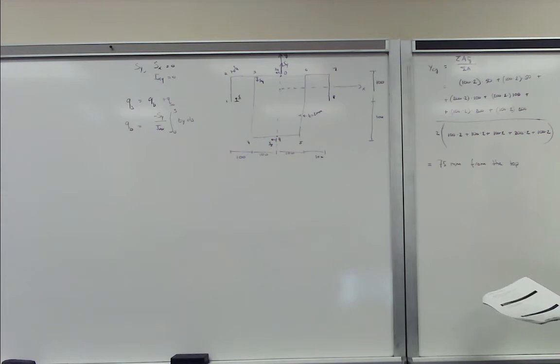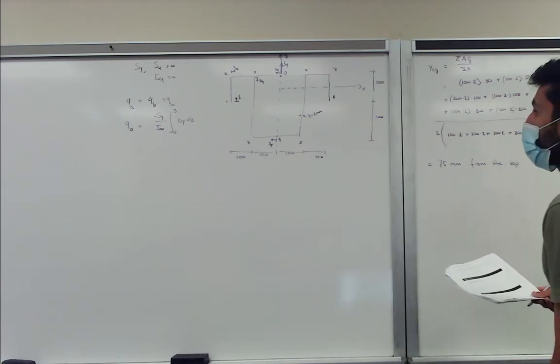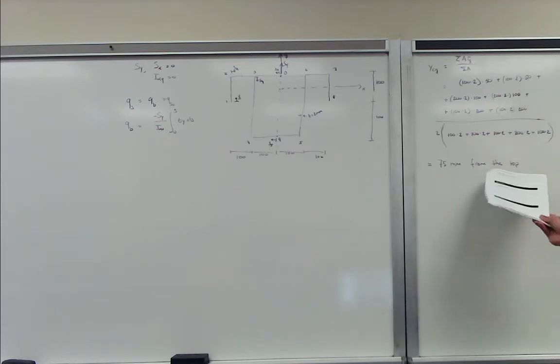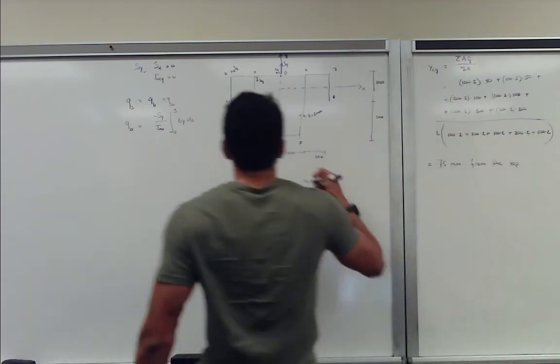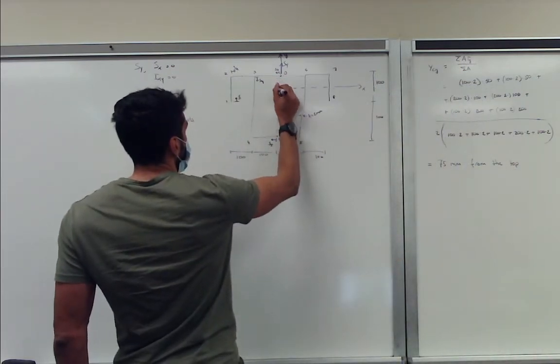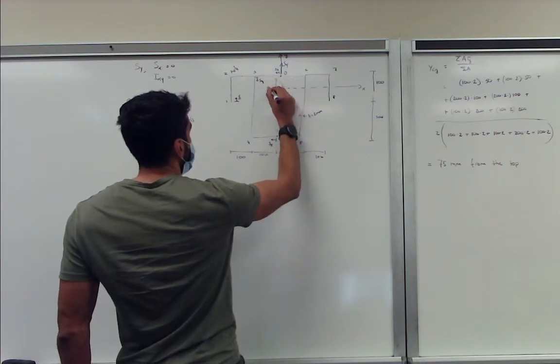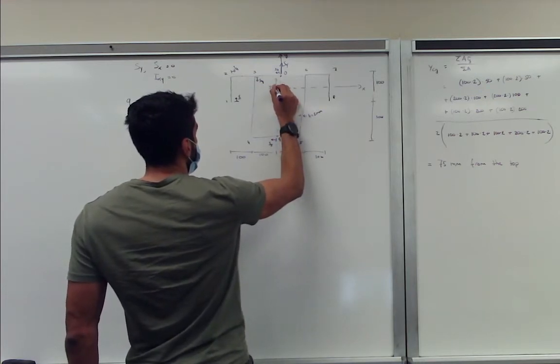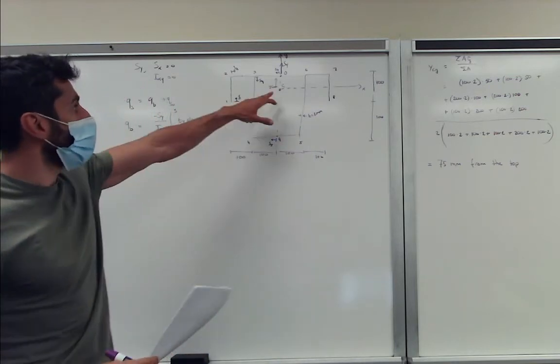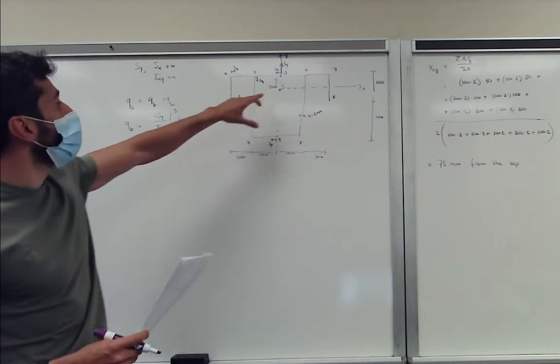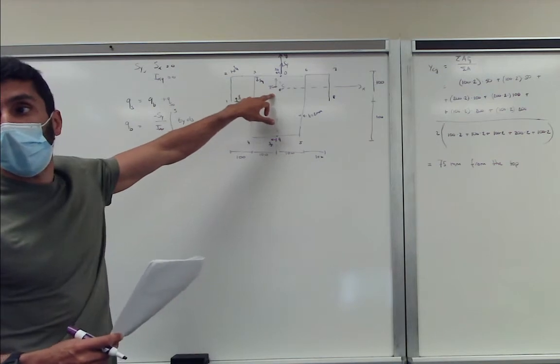One, 2, 3, 4. I think there's a mistake in this lecture slide, but it should be 75. The end conclusion is correct. So our centroidal axis lies at 75 millimeters from the top. So this distance to the centroid, C, is 75 millimeters. And this part is important because we have to calculate the moment of inertia around this axis.